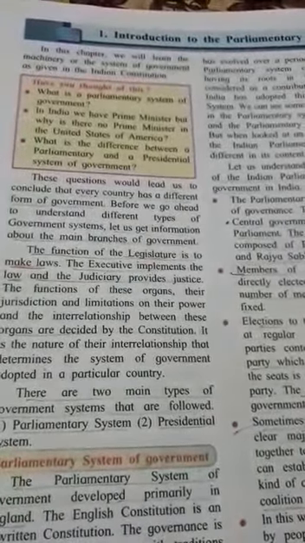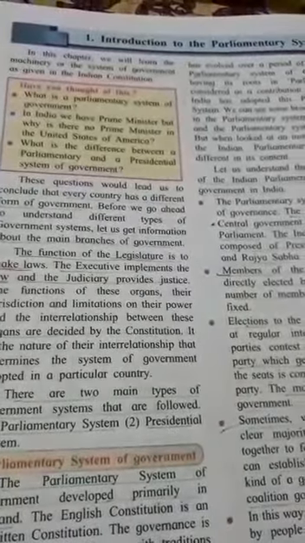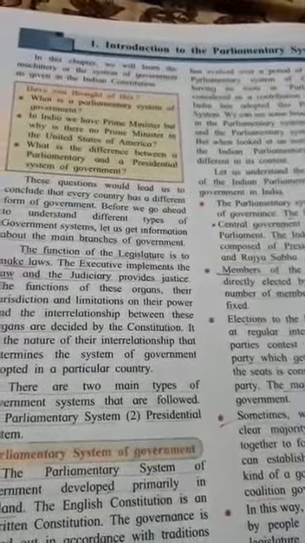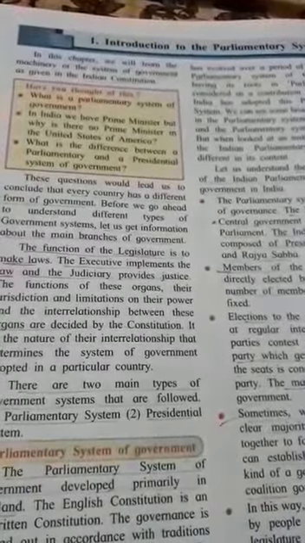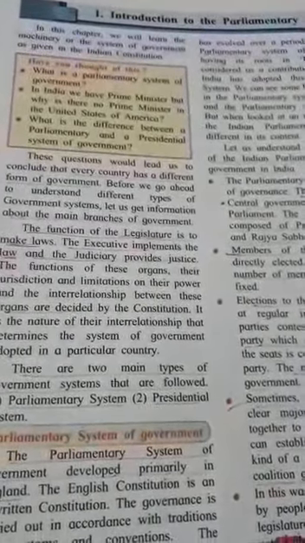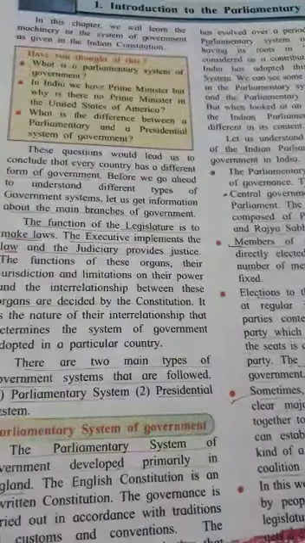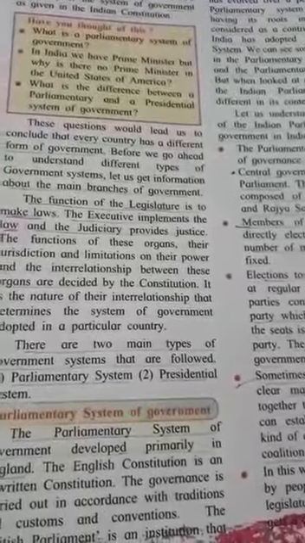Today we will do lesson number 1, that is Introduction to the Parliamentary System. This is the first chapter of civics. Now in this lesson we are going to study about the government and the constitution.